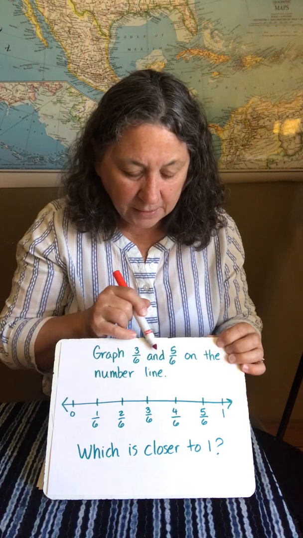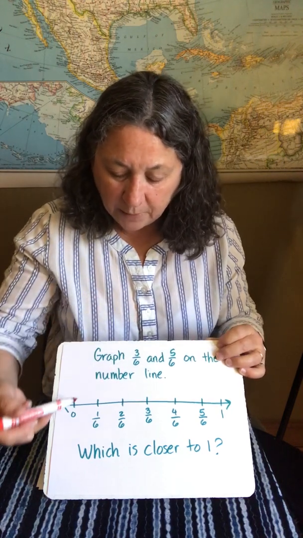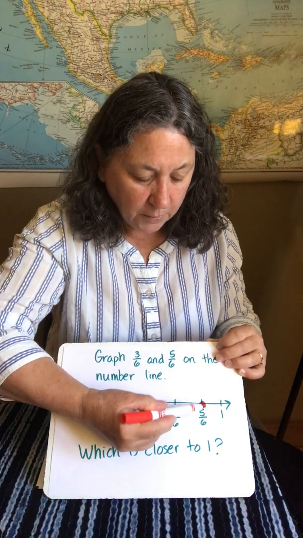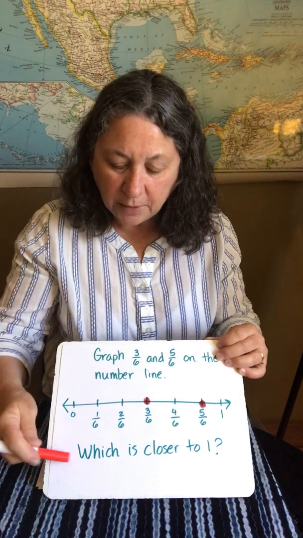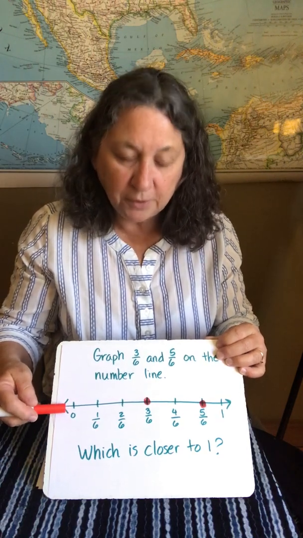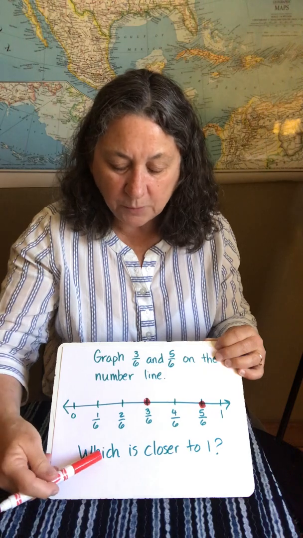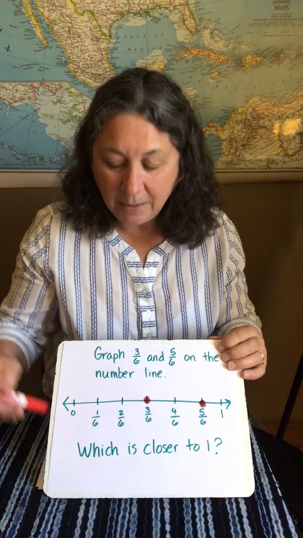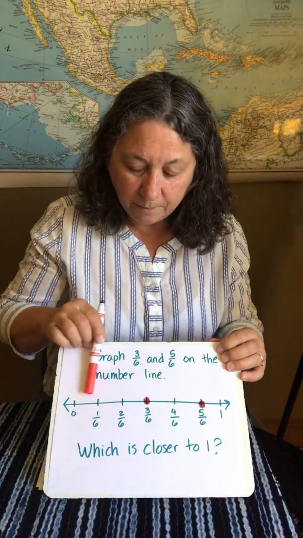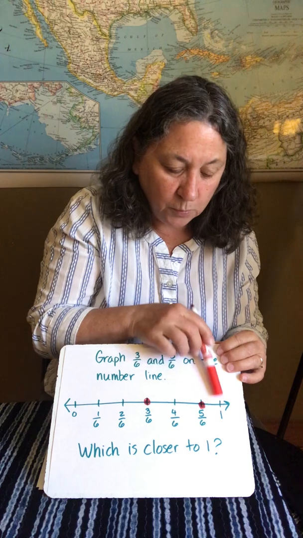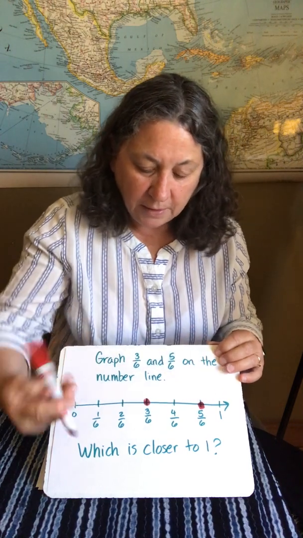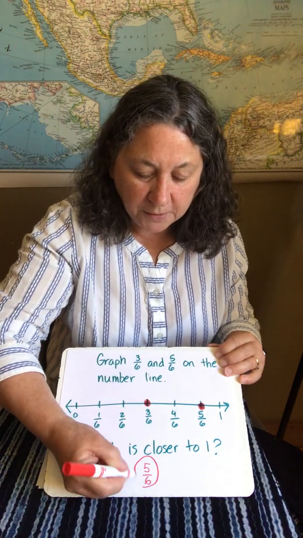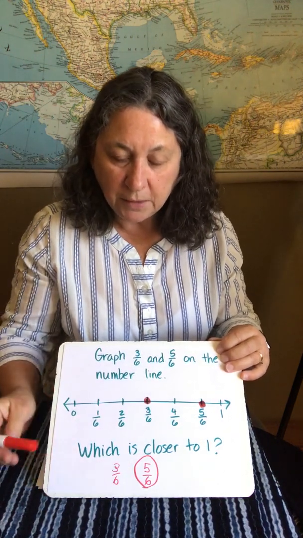Graph 3/6 and 5/6 on the number line. Now, if you don't read the directions and you say that 3/6 is closer to 0, you're going to get it wrong, because this time it says which is closer to 1. So make sure you read the directions. Which is closer to 1? If I go along this number line, here's 1, and it's very obvious that if 3/6 and 5/6 were here to choose from, 5/6 is closer to 1 than 3/6.